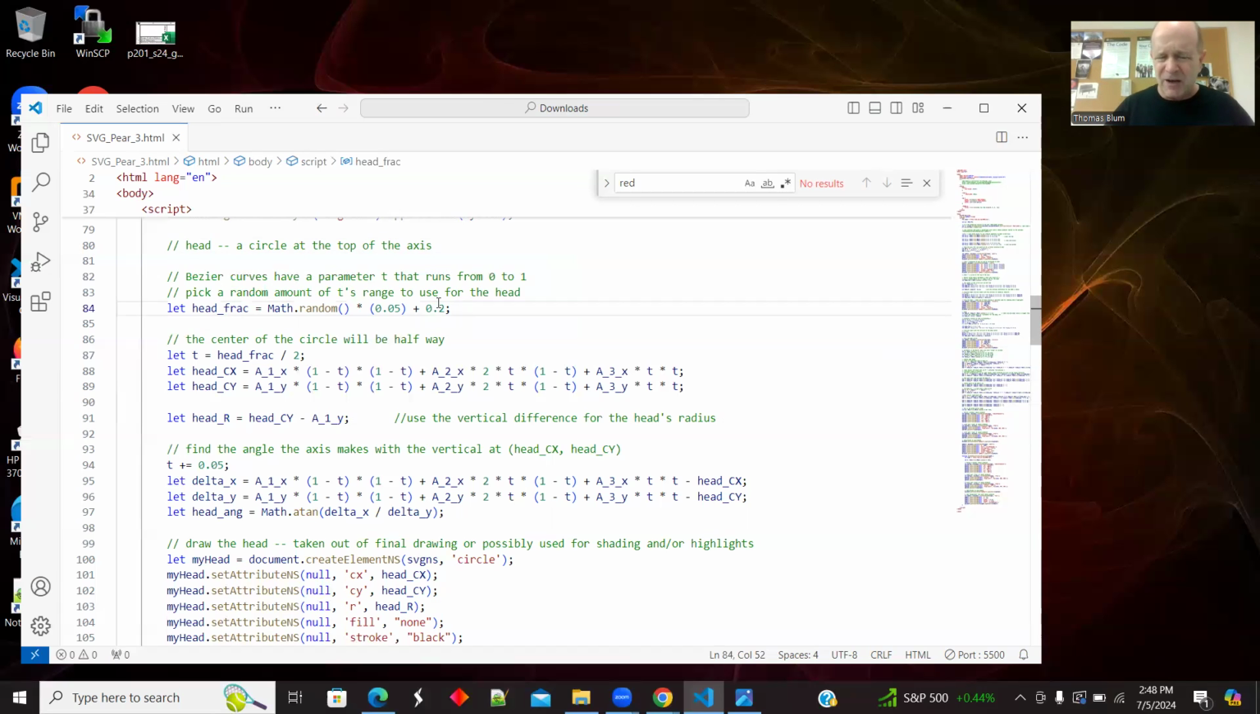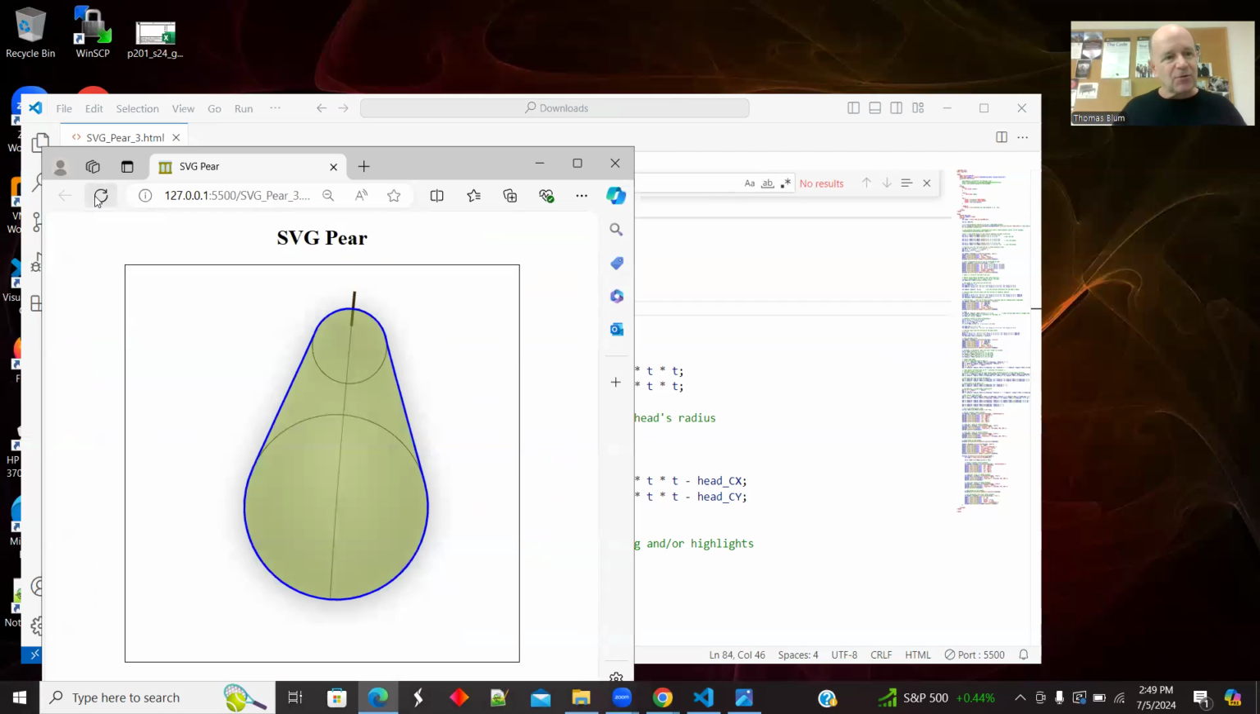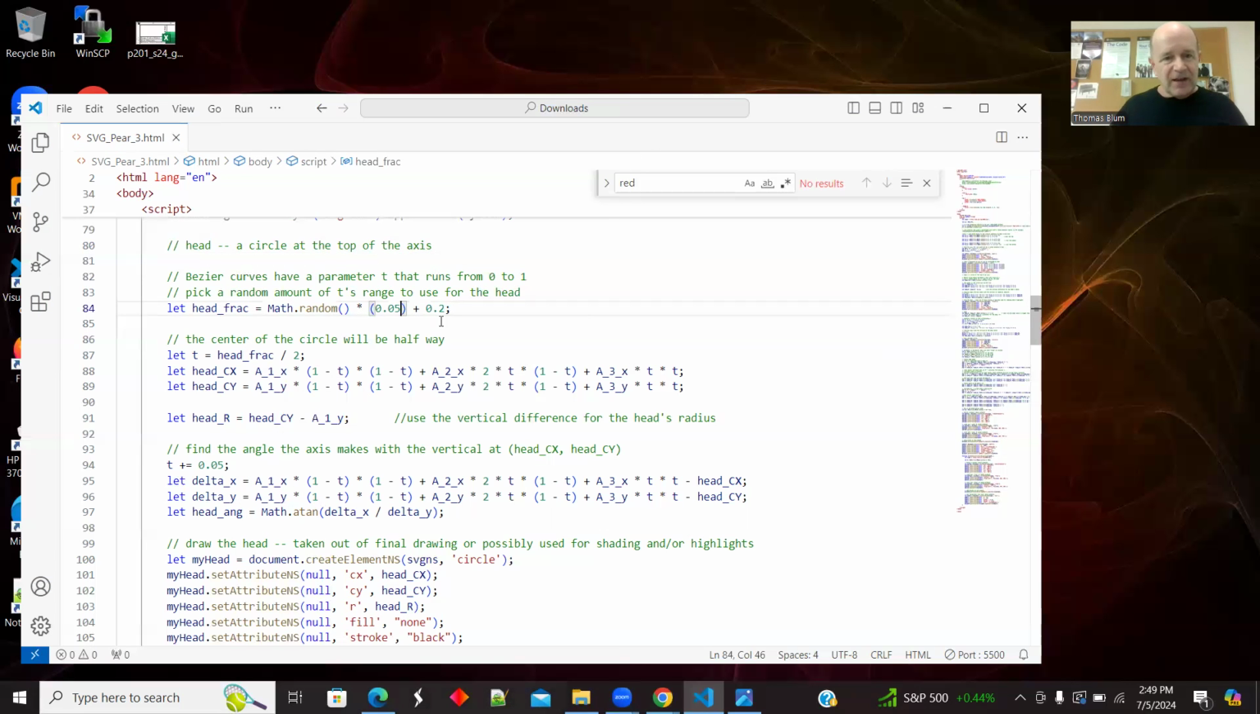So again, the Bezier curve has a parameter t that runs from 0 to 1, and I'm just making some fraction of that. So at least 20%, up to maybe 25%. And so I'm just choosing a random number, 0.05 plus 0.2. So it's a number that varies between 0.2 and 0.25. So, a fifth and a fourth. So this head size should be between a fifth and a fourth of that distance t.